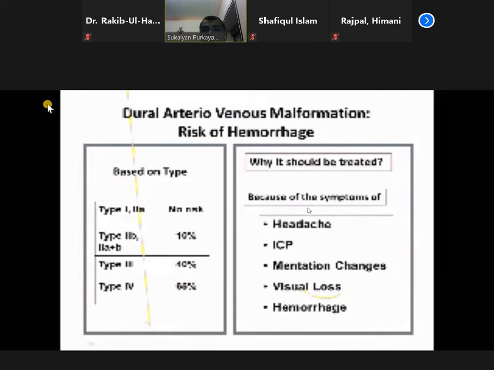And why should it be treated? Because of the symptoms: headache, raised ICP. When there is raised ICP, the mentation will change. There can be visual loss, papilledema, and if it goes further high, there can be rupture of the veins and it can cause a bleed.